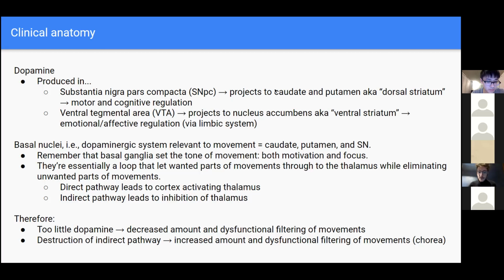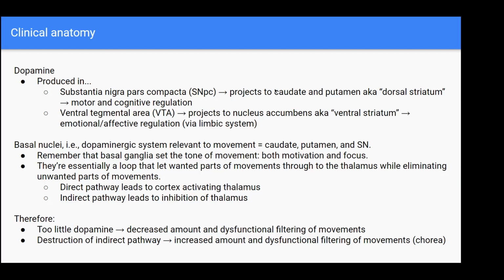The basal nuclei are nuclei that are relevant to regulating and smoothing out movement. When we say basal nuclei, we're really referring to the caudate, the putamen, and the substantia nigra. So really the nigrostriatal pathway. And these are essentially a loop that sets the tone of movements. They take in information from the cortex, and they filter out the wanted parts and eliminate the unwanted parts before sending it back through to the thalamus, and then all the way to the cortex. And so this is useful to know.